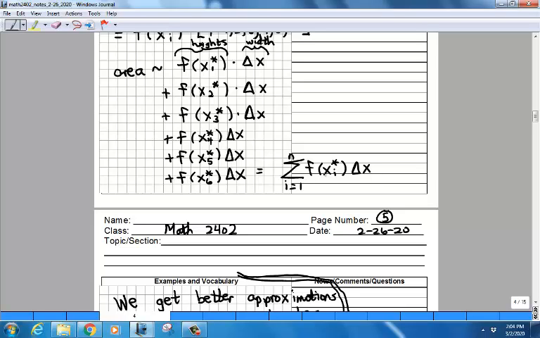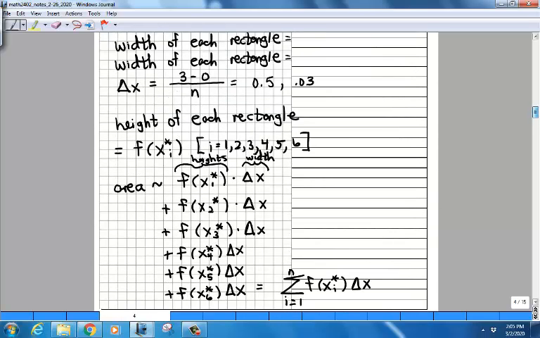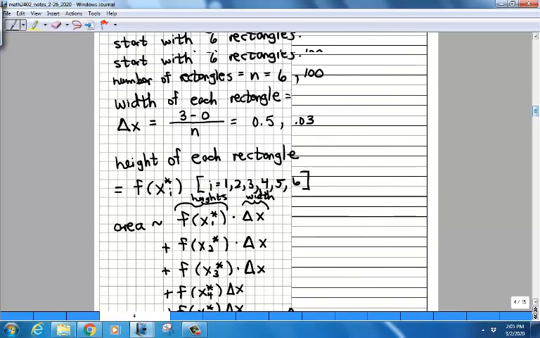So Pedro, when I go up to 100 rectangles, I'm going to get a lot better estimate for the area, but that's still going to be an estimate. Those rectangles are not going to perfectly fit into that area. So how do I get a better estimate? Well, let's take it slowly here. You may want to increase your number of rectangles to 1,000.